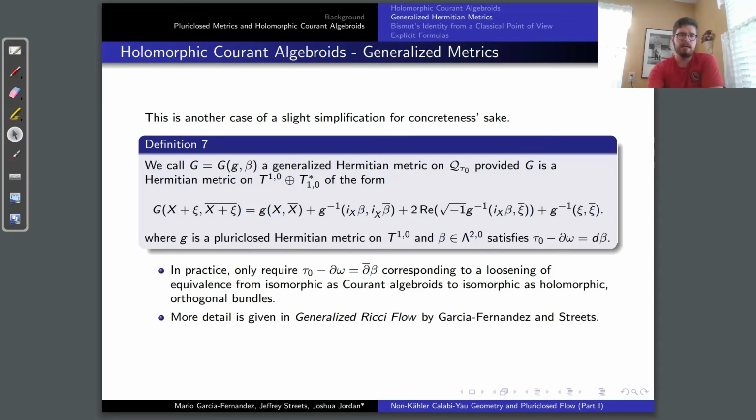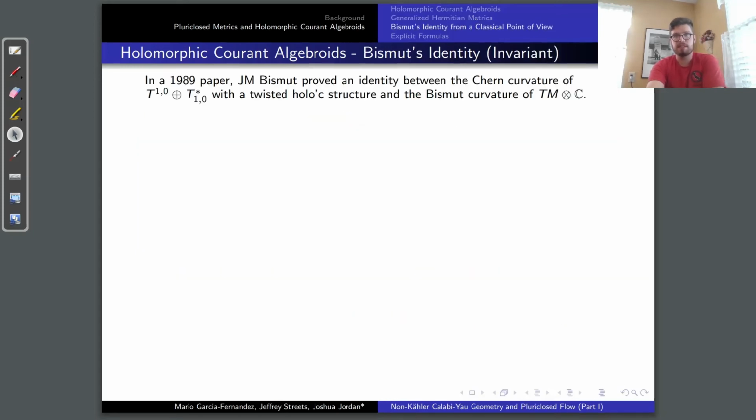And again, refer to generalized Ricci flow for the more general picture. It was pointed out to me before that calling these generalized Hermitian metrics seems a little weird without an understanding of what's going on behind the scenes. All right. So we've talked a little bit about Courant algebroids and how they come from pluriclosed metrics.